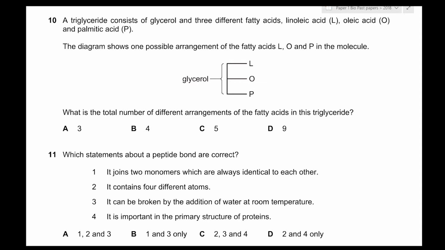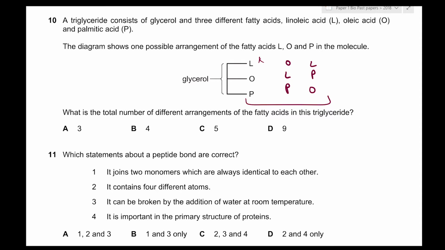Question number 10. Triglycerides consist of glycerol and 3 different fatty acids: linoleic acid, oleic acid, and palmitic acid. The diagram shows one possible arrangement of the fatty acids LOP in the molecule. What is the total number of different arrangements of the fatty acids in this triglyceride? Now, during calculations, it's only going to be 3 different arrangements, including this one, and I'm going to show you why. Now, for the second arrangement, we could have OLP. And for the third unique arrangement, we could have LPO. We can only have those 3.